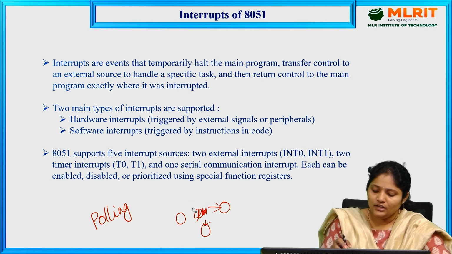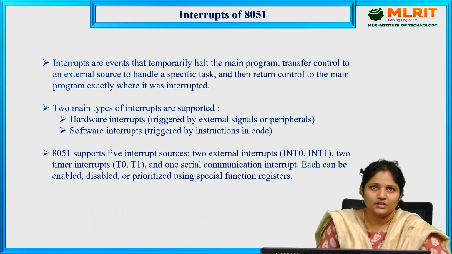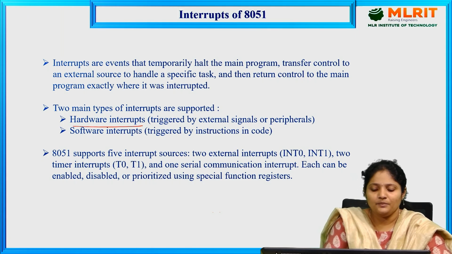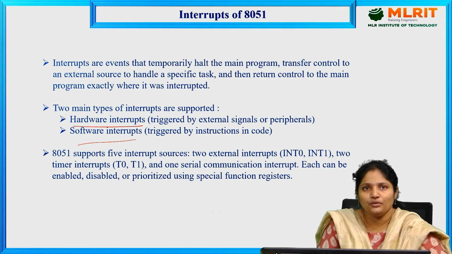There are two types of interrupts: hardware interrupts and software interrupts. Hardware interrupts are triggered by external sources or external signals. Software interrupts are written in the instruction itself by the programmers.